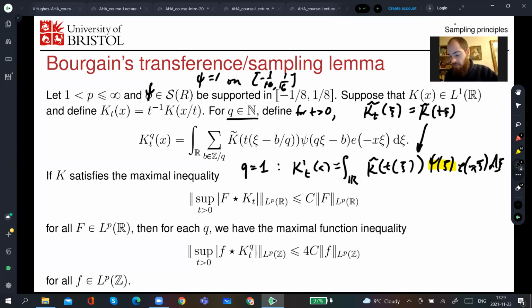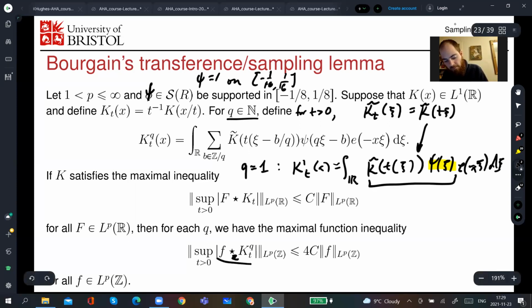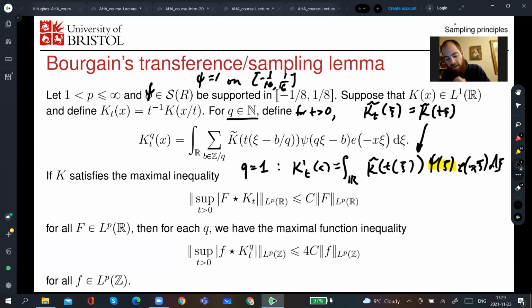It has a Fourier transform that is just this expression here that's underlined now. That's because ψ has this localizing property. We know that it's well defined on the integers, and so k_q(t) is well defined on Z, and you can form convolution with it on Z. And what Bourgain shows is that you can define these for a whole bunch of q, for any modulus q bigger than 1 as well.